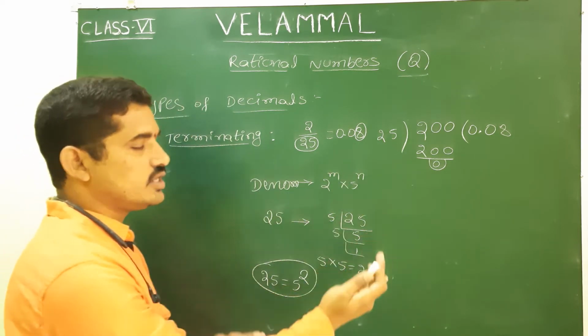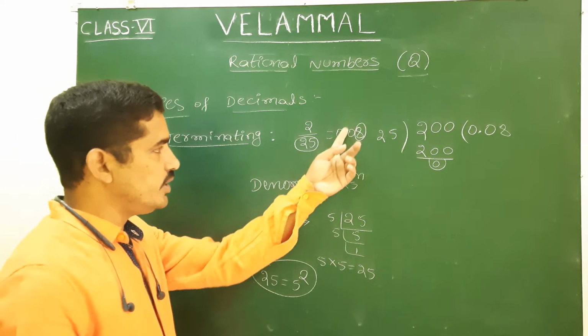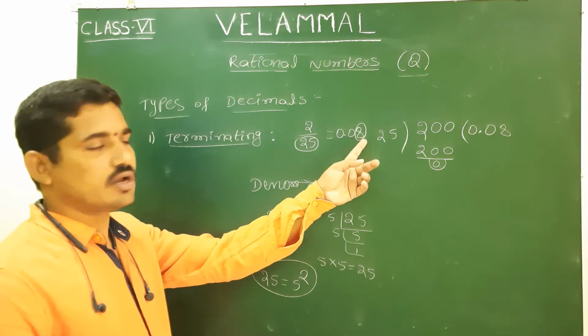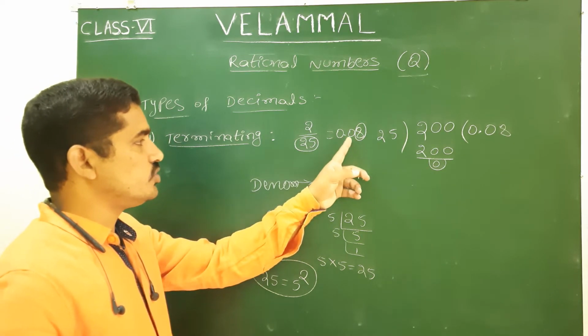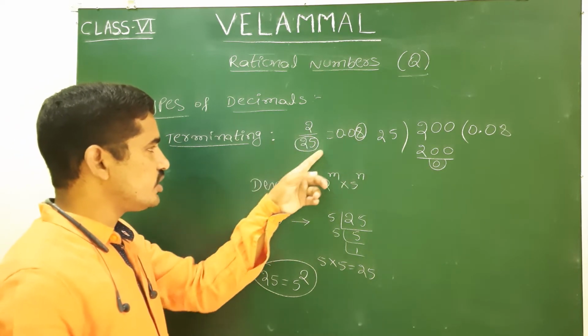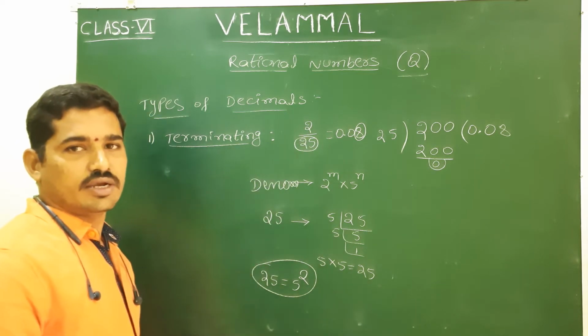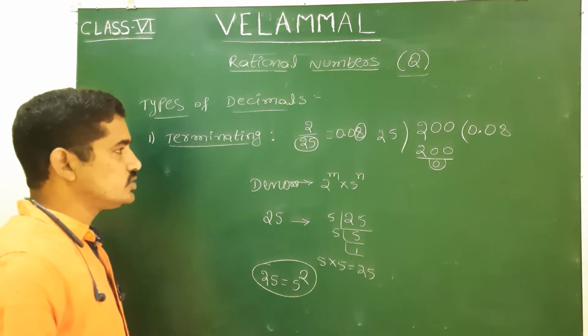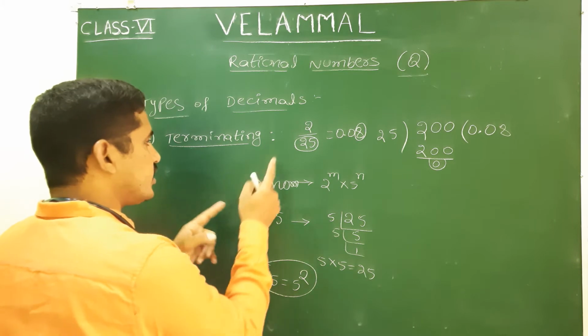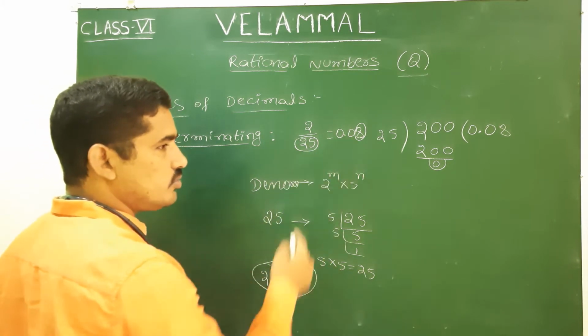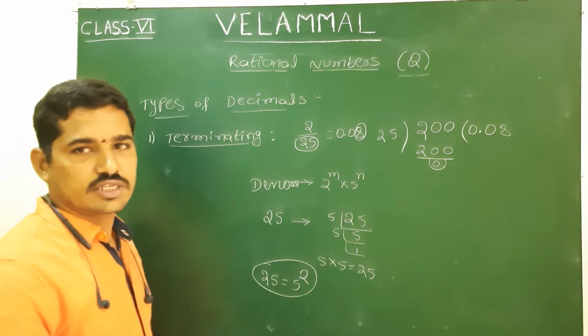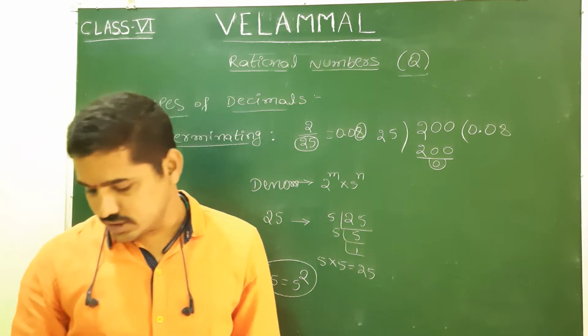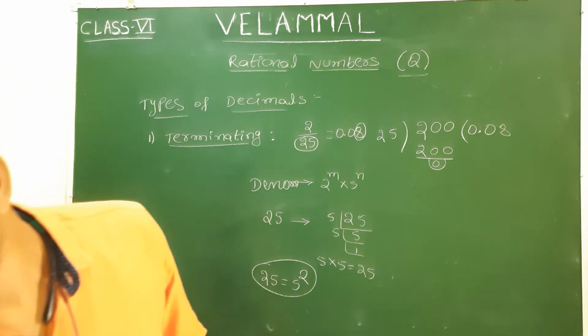So after the decimal we have limited numbers, countable numbers. So we will call this 2 by 25 a terminating decimal. So after the decimal, if there are countable digits, then those decimals are called terminating decimals. These are one type of decimals.